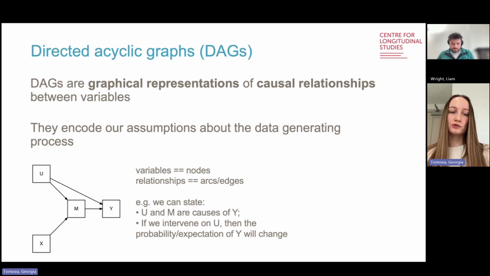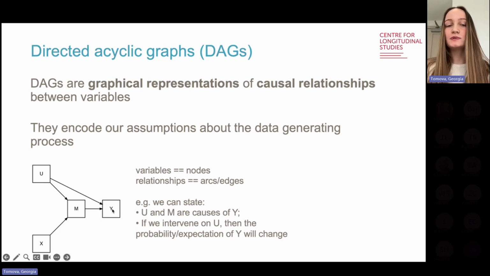If we see a DAG, we can also read or interpret it. For example, we can make statements such as, in this case, both U and M are causes of Y because they're linked using these arcs. We can also make statements such as, if we were to intervene on U, then the probability or expectation of Y will change. So essentially, we're talking about probabilistic relationships here.